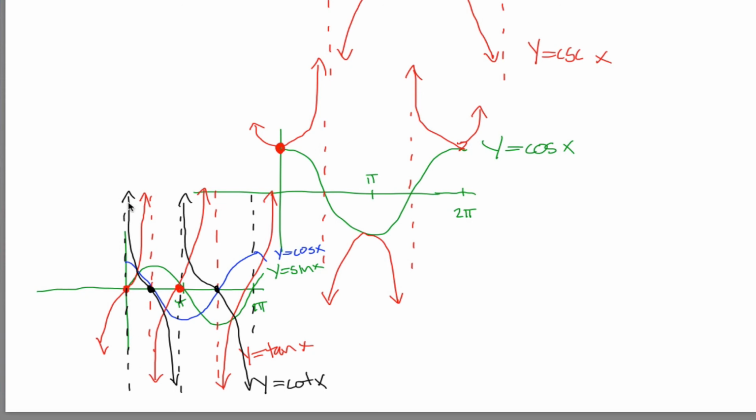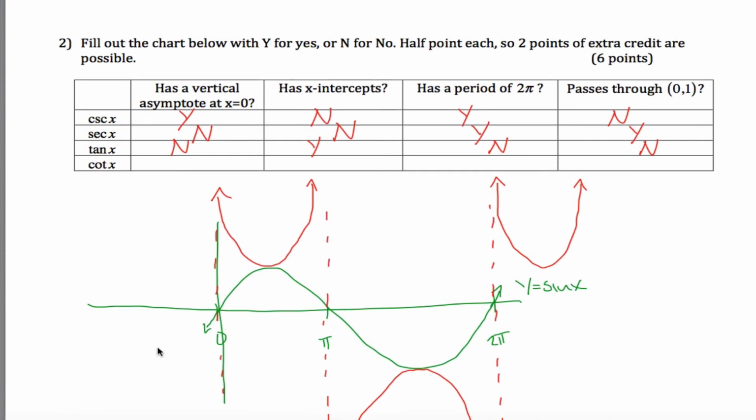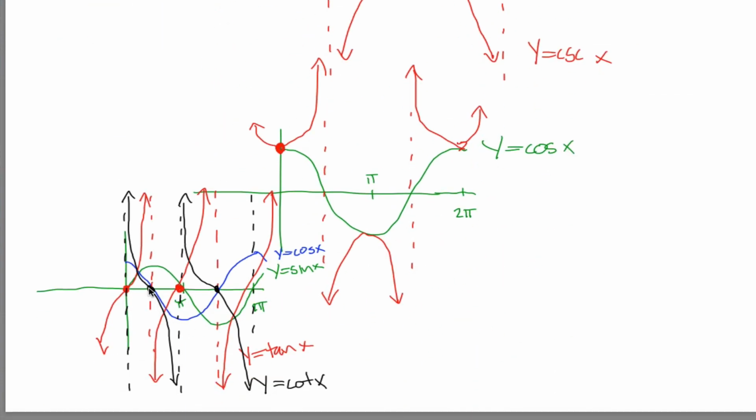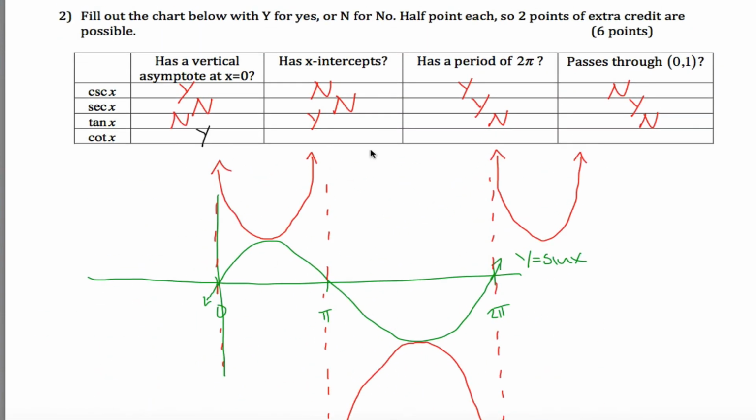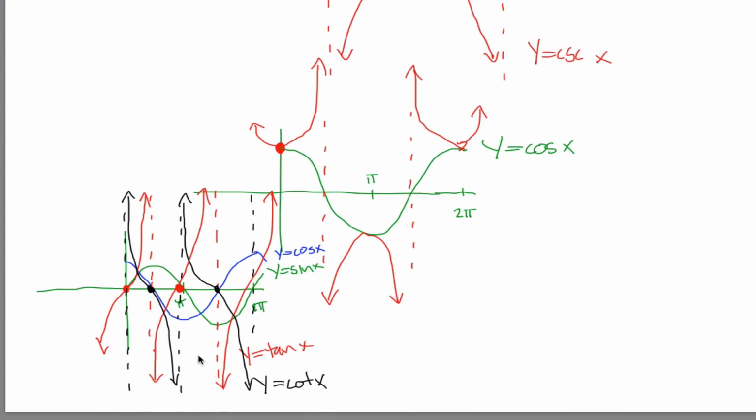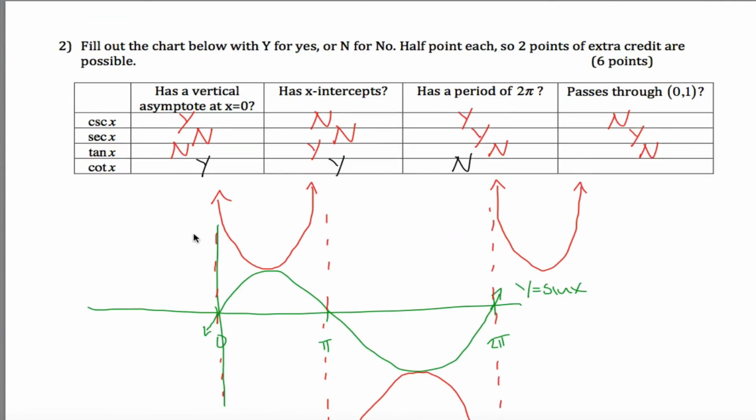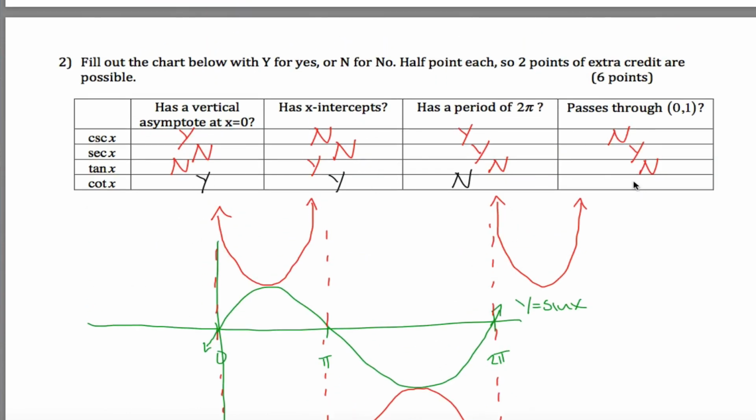First off, note that it does have a vertical asymptote at 0. So I'm going to go ahead and put a y right here. Does it have x-intercepts? Sure, there's one. There's another one. Yes. Does it have a period of 2 pi? No, the period of cotangent is the same as the period of tangent. You can see this thing repeats every 1 pi. So I'll put an n there. Does it go through the point 0, 1? No, it can't, because there's a vertical asymptote at x equals 0. So it couldn't possibly go through that point. I'll put an n there.